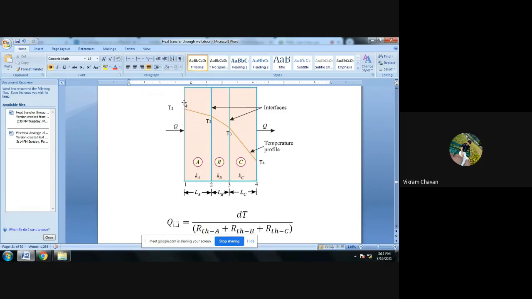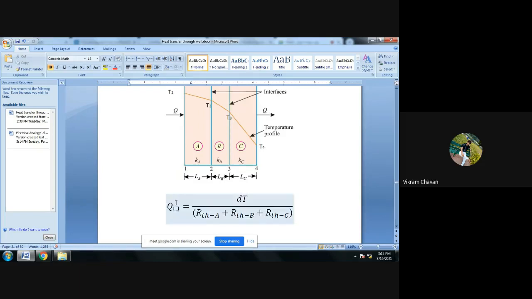So initially, in this diagram, how do we find the total heat transfer? We find it by considering the overall temperature difference divided by the total thermal resistance. So in this initial assumption we get Q equals dT divided by R_th,A plus R_th,B plus R_th,C. This is the overall total heat transfer rate in this case.